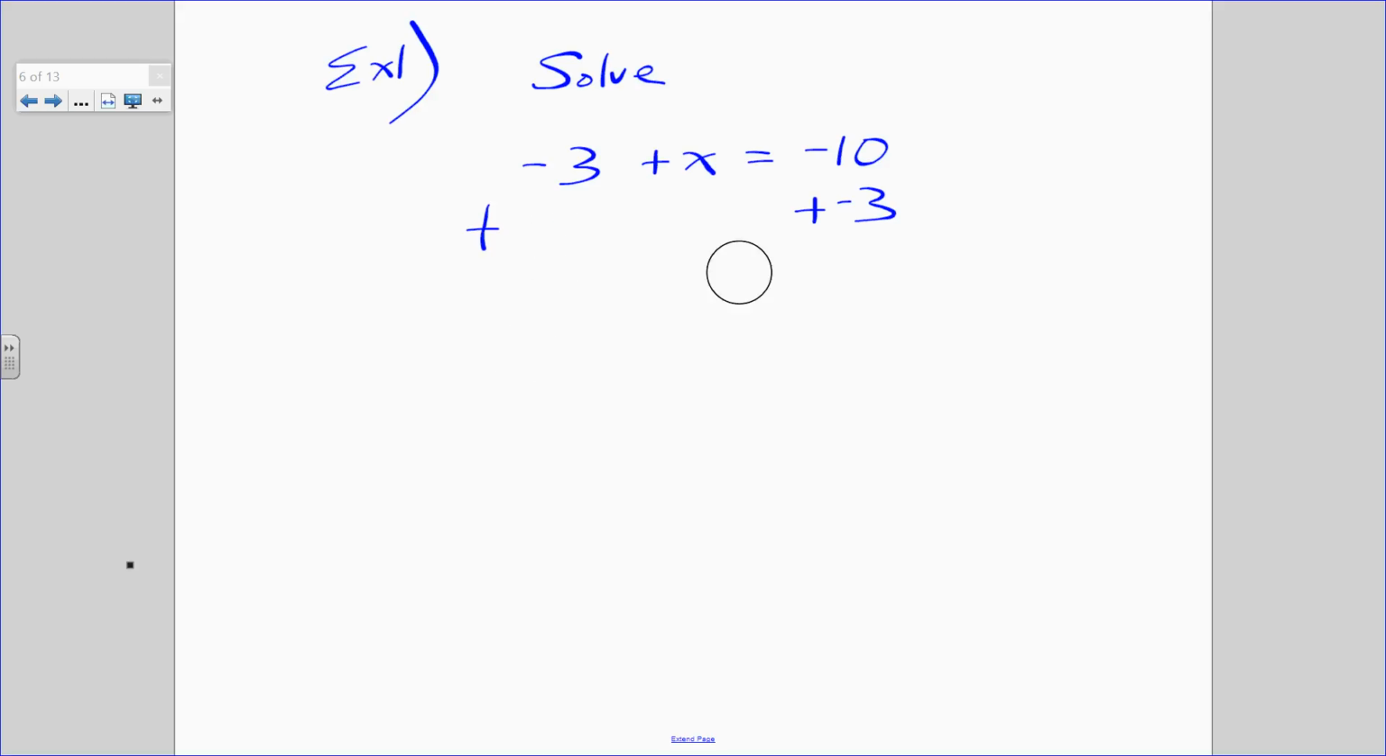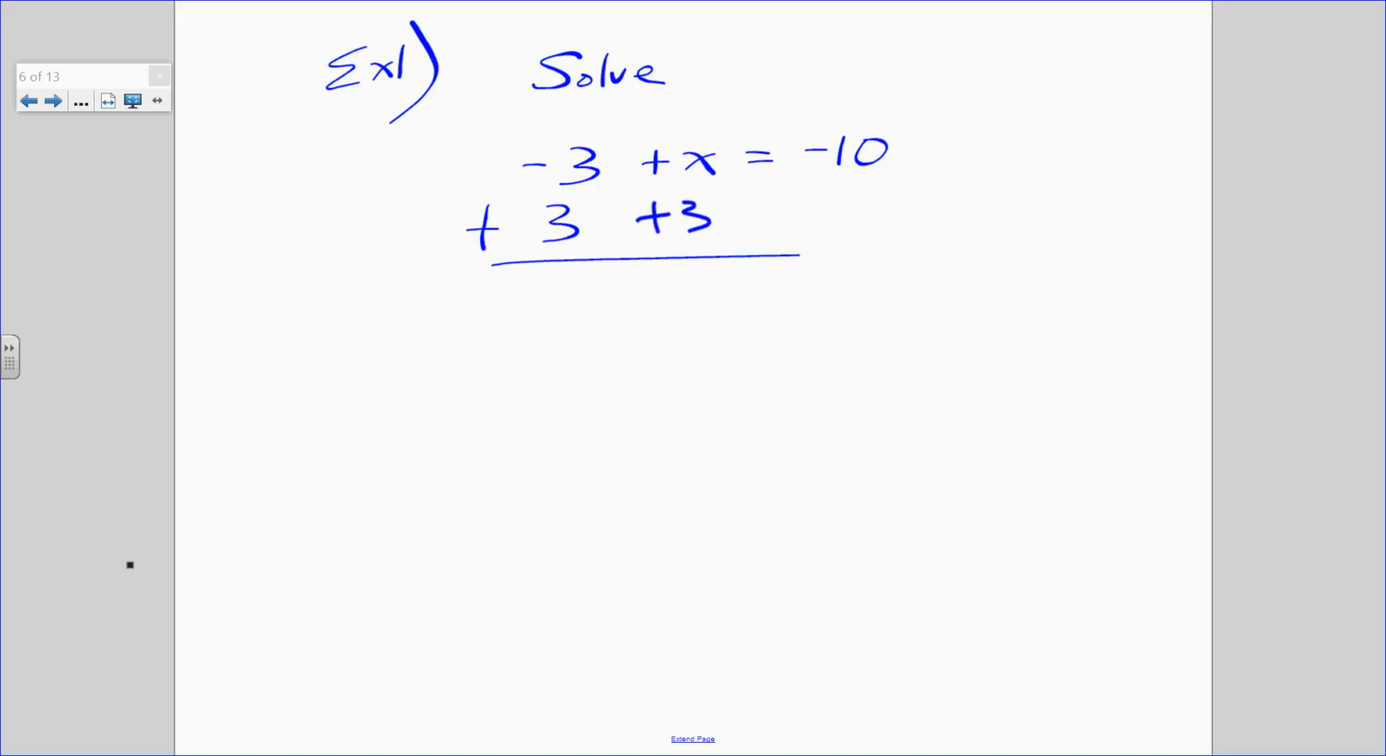Add 3 now, because you want to get rid of this 3. You want to get rid of whatever numbers are next to the variable. So I'll add 3 to the left. Look at the left side and the right side. I'm not going to add 3 twice to the left.